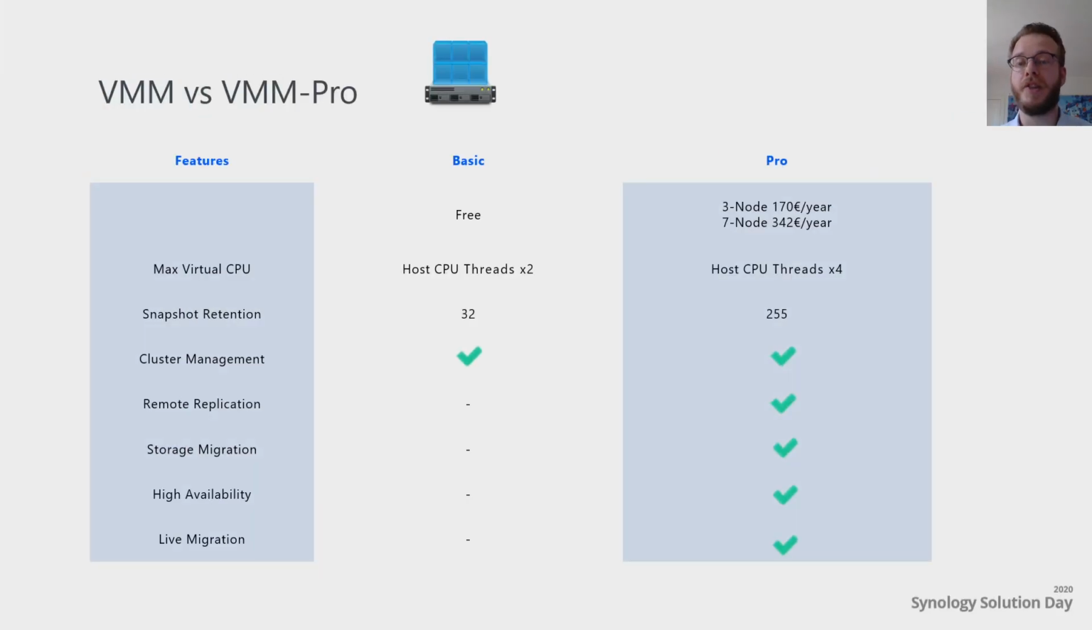So again, in short, what are the benefits of the Virtual Machine Manager Pro? You can benefit from the live migration, from the high availability, the storage migration, and the remote replication plan. You can set up the cluster, which allows you to use all these features. And also for the snapshot retention protocol, you can have up to 255 snapshots taken compared to 32 in the Virtual Machine Manager.